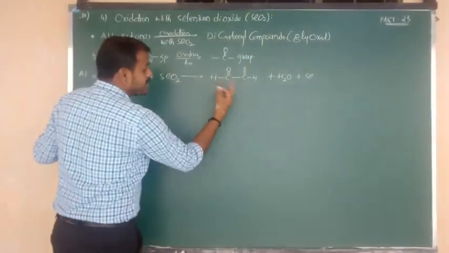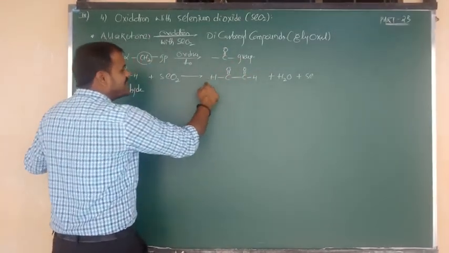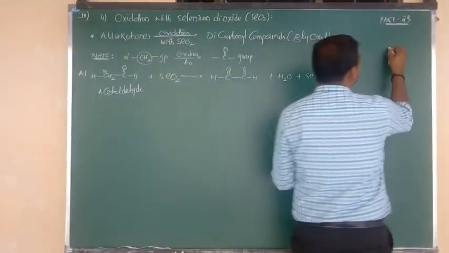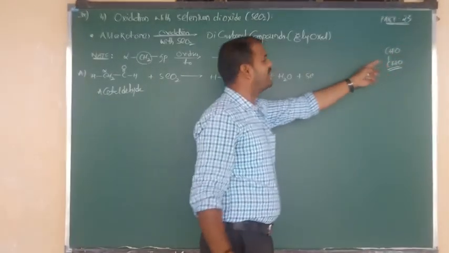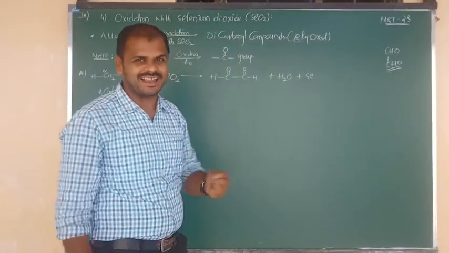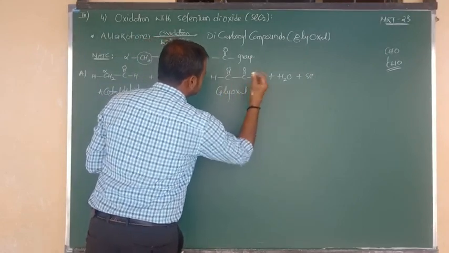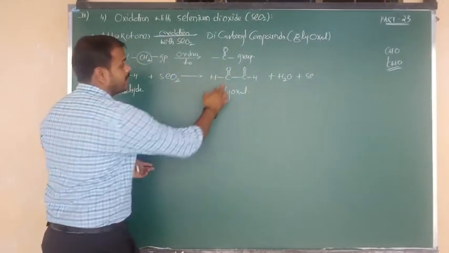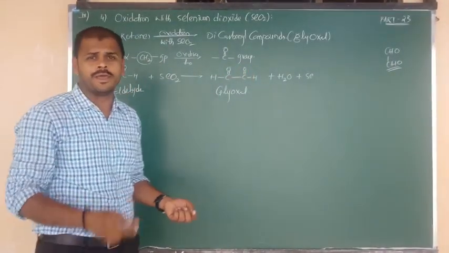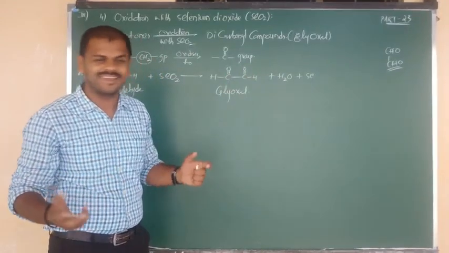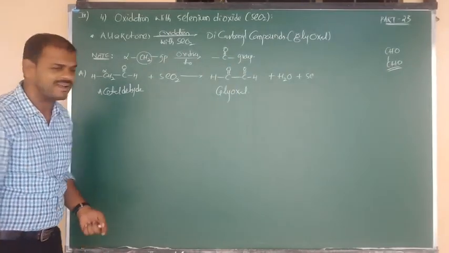What is the name of this compound? CHO bonded to CHO. We have seen this in the first year. It is known as glyoxal. C double bond O is carbonyl, and two carbonyl groups are there, so we can say dicarbonyl compounds, otherwise glyoxal. I hope you understand.